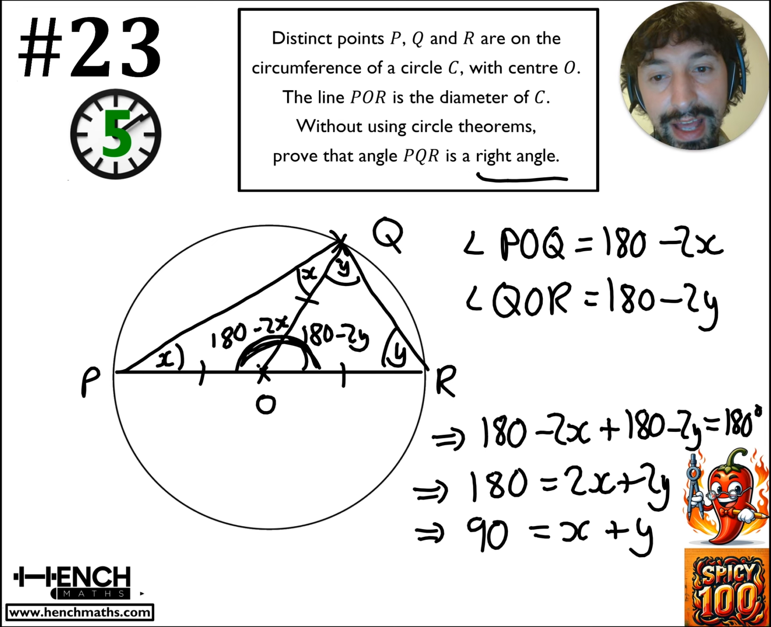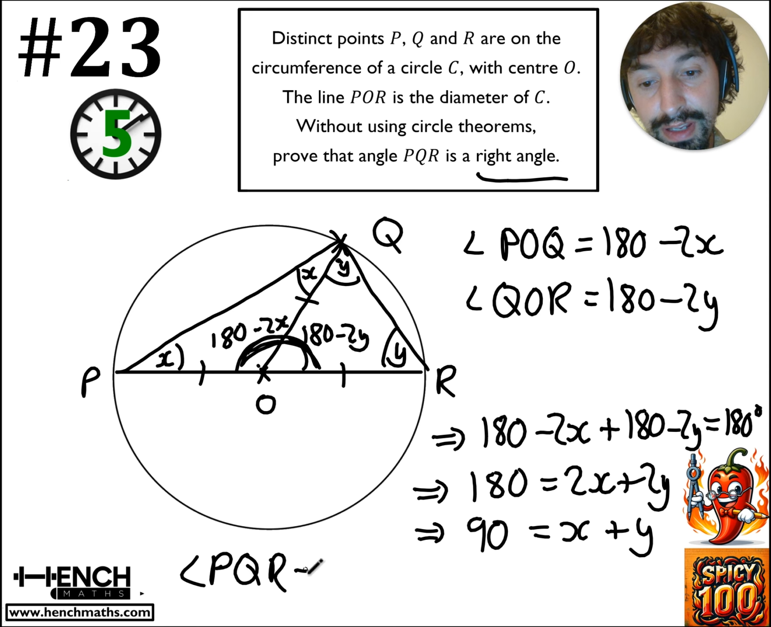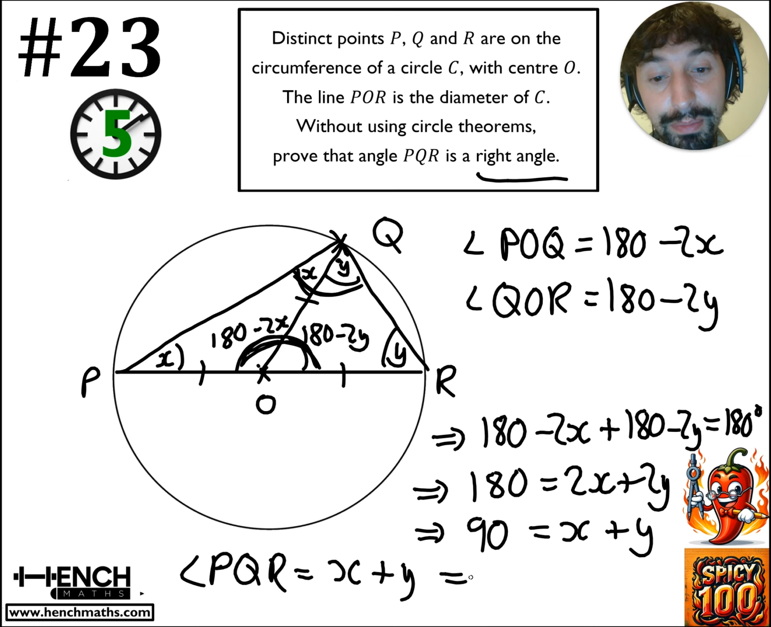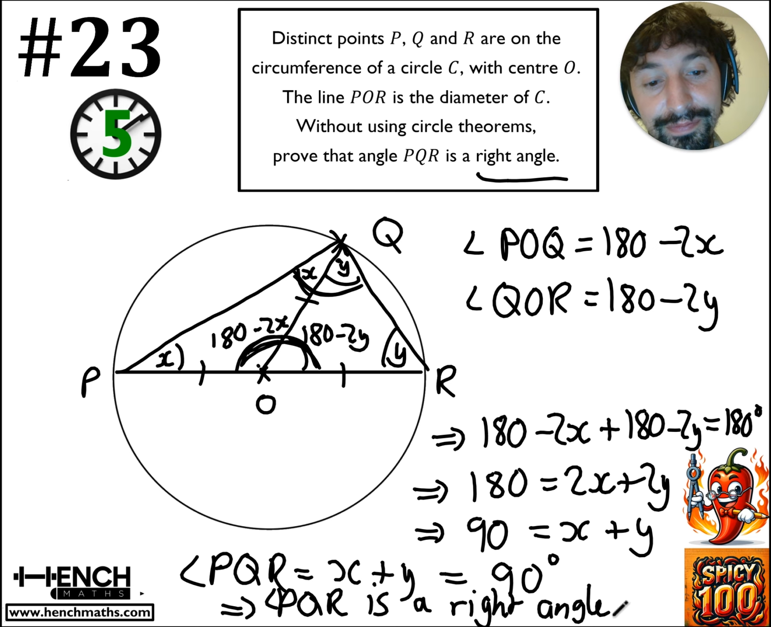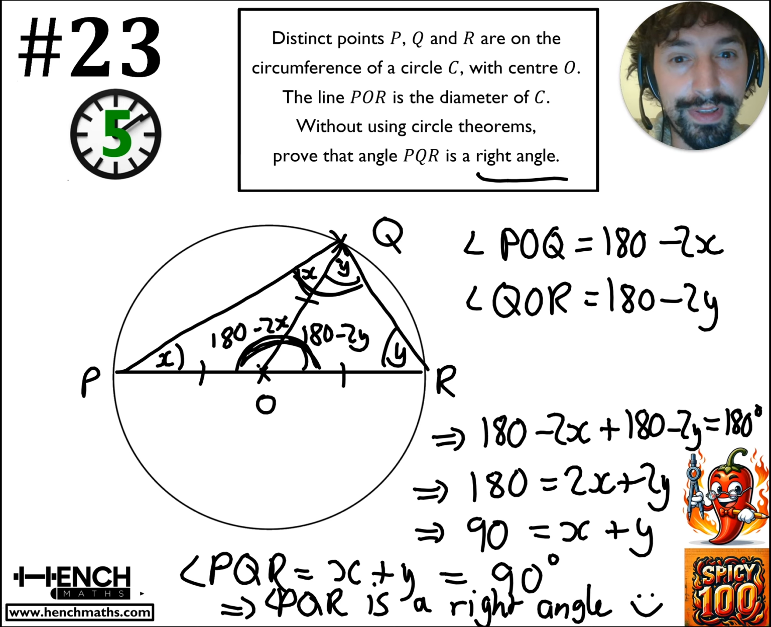So you can see here that that must mean PQR is equal to x plus y. You can see here, this angle here is x plus y. So that must mean that PQR is equal to 90 degrees. So thus we have shown that PQR is a right angle. And so we've proved that circle theorem without actually using circle theorems.